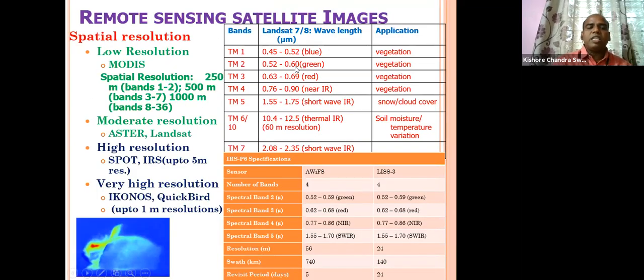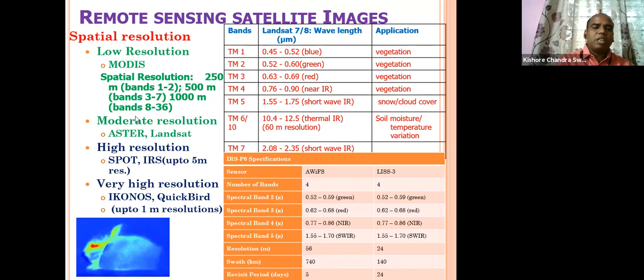And remote sensing satellites, generally we have many types of satellites, but particularly for agriculture or vegetation, we talk about spatial resolution. If you want to map large areas, then we should go for low resolution. Like we have desert, how much desert area, how much forest area in India. So we go for MODIS resolution, MODIS satellite.